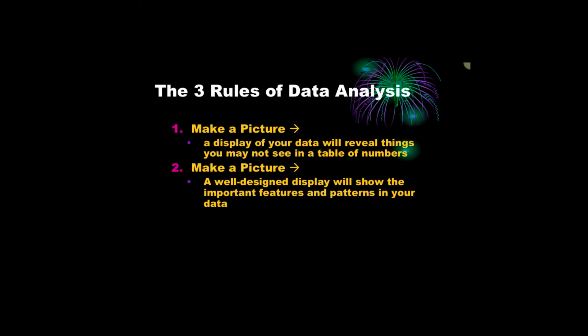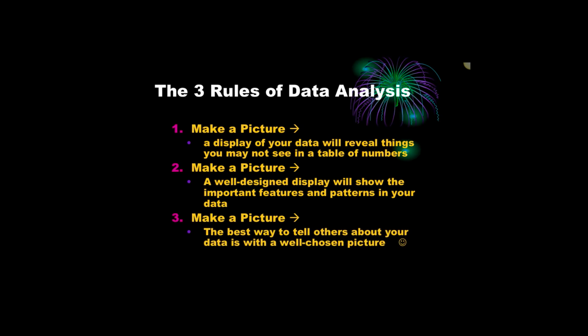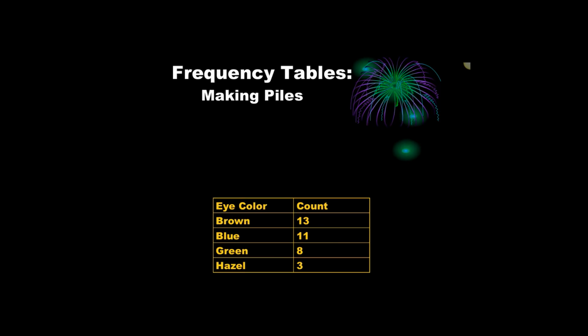A well-designed display will show important features or patterns in the data, and it's the patterns and unusual features that we're going to be more interested in, and some type of display helps us see that. The third rule is make a picture. So make a picture, make a picture, make a picture. Again, a display or graph helps tell others about your data a lot better than just a list of numbers.